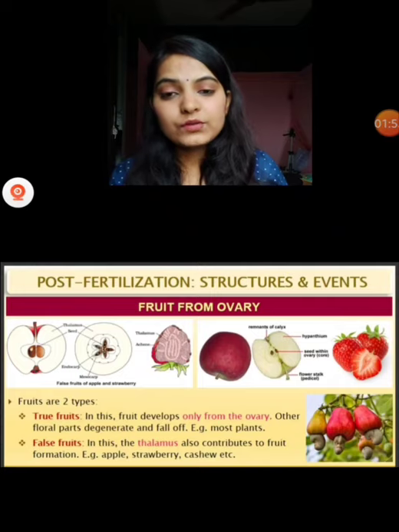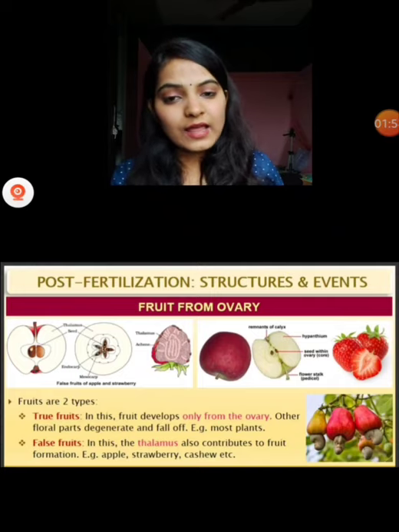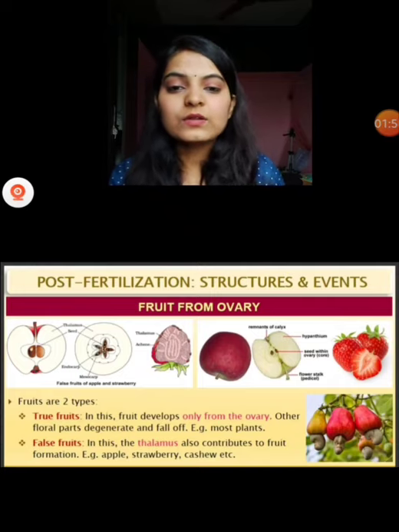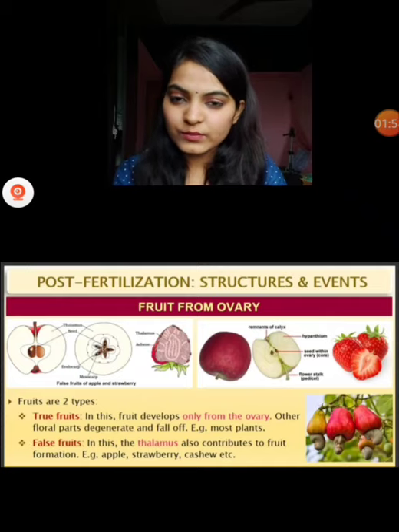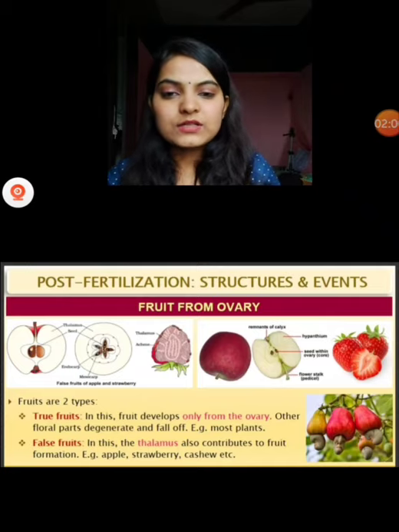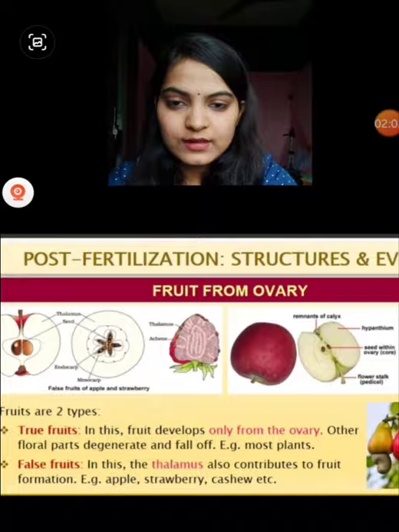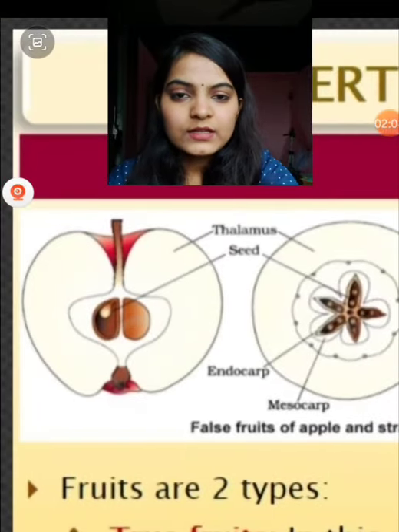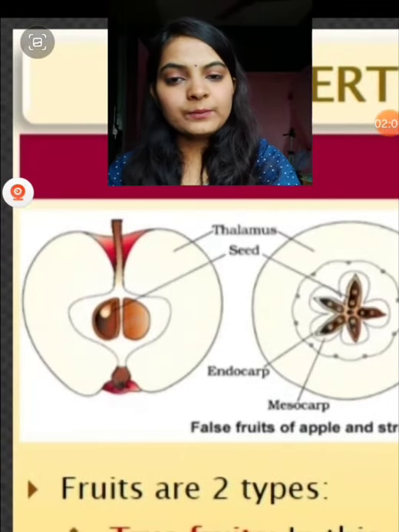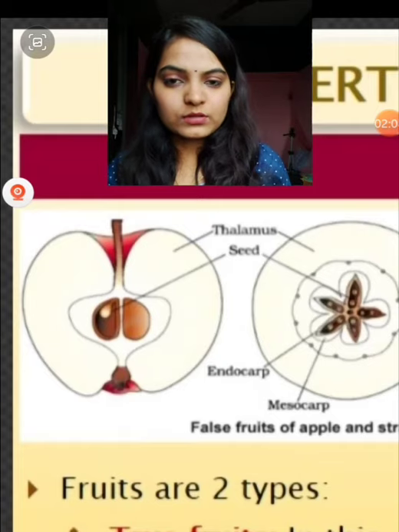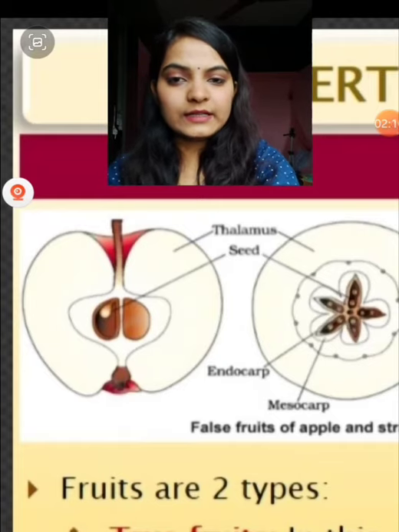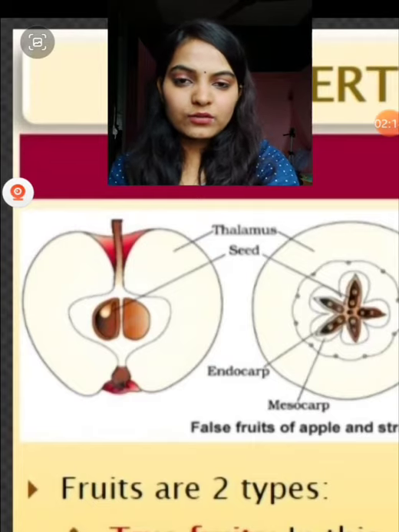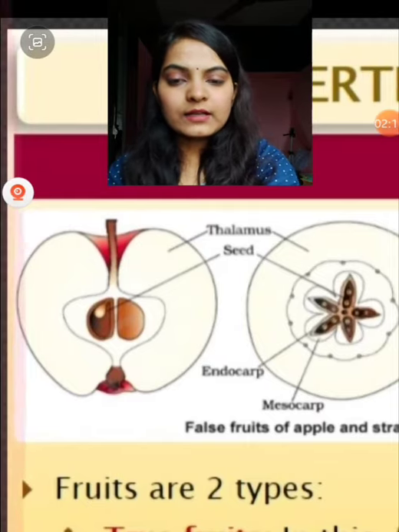But the false fruit is one in which the thalamus also contributes to the fruit formation. Examples: apple, strawberry, cashew, etc. Here you can see the thalamus forms the fruit, the edible part, not the ovary. So we call it a false fruit, and the seed.